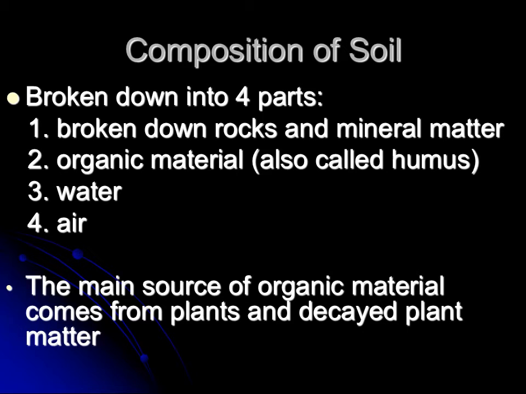Composition of soil, what it's made of, is broken down into four different parts. Broken down rocks and mineral matter is one part of what soil is made up of. Then organic material, also called humus, water, and air. The main source of the organic material, humus, comes from plants and decayed plant matter. So we have broken down rocks and minerals, decayed plant matter, water, and air. That's what soil is made of, and all different soils are made up of different proportions of all those things.